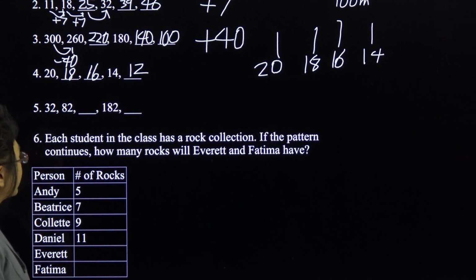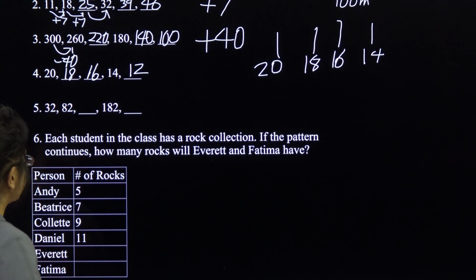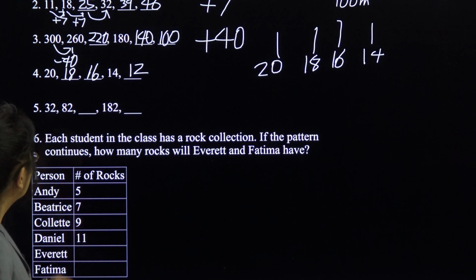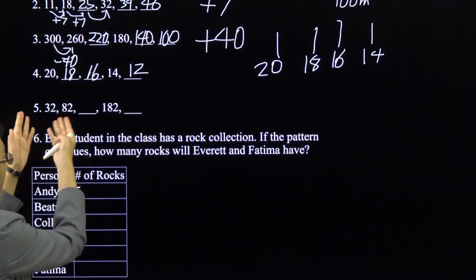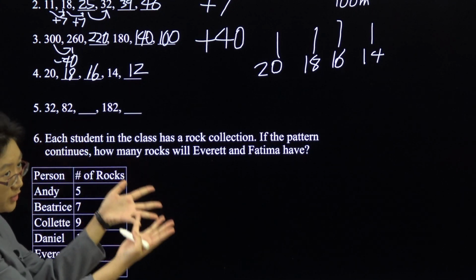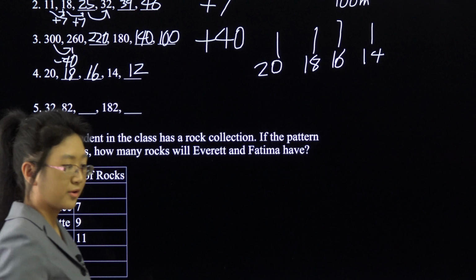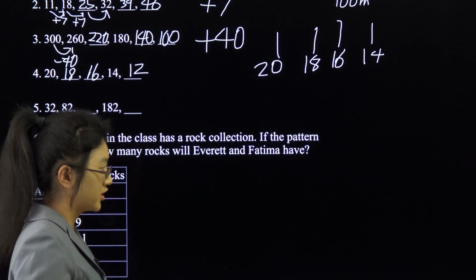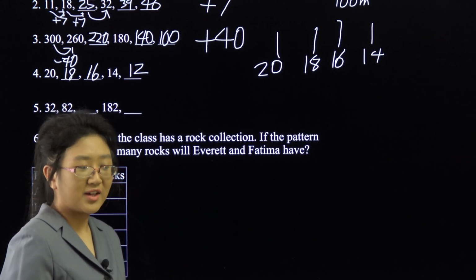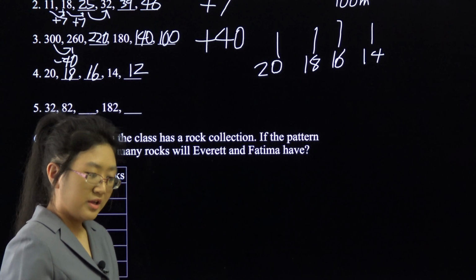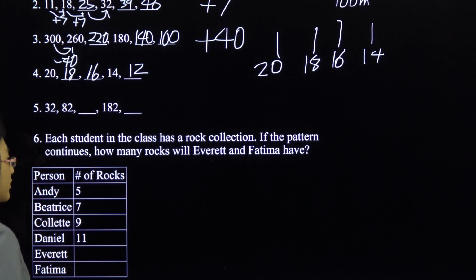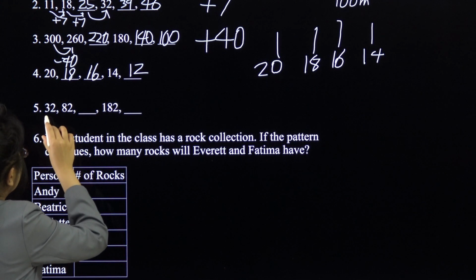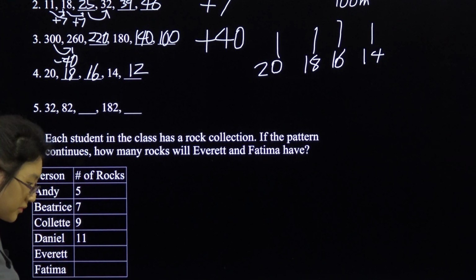32, 82, something, 182, something. So we have 2 terms that are right next to each other, 2 consecutive terms. Consecutive means a number that comes right after or right before the other number, such as 1, 2, 3, 4. There's also consecutive odd and consecutive even, but usually you don't concern yourselves with that in grade 3.